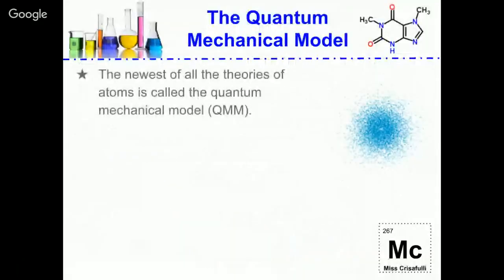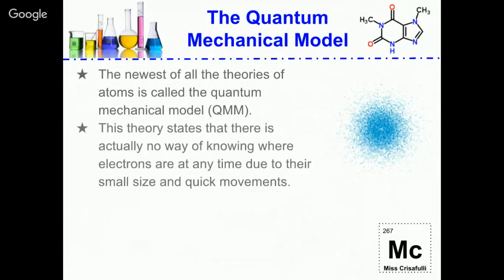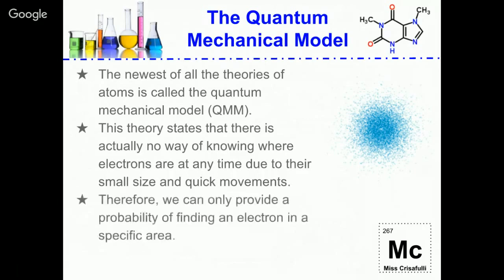So the quantum model of the atom is the newest of all the theories of the atom, and this theory states that there is no actual way of knowing where electrons are at any time due to their small size and the fact that they are moving very quickly. So now we can only provide a probability of where the electrons are. We can say about where they are in space, but we cannot know exactly. Just remember that protons and neutrons always are going to remain within the nucleus.